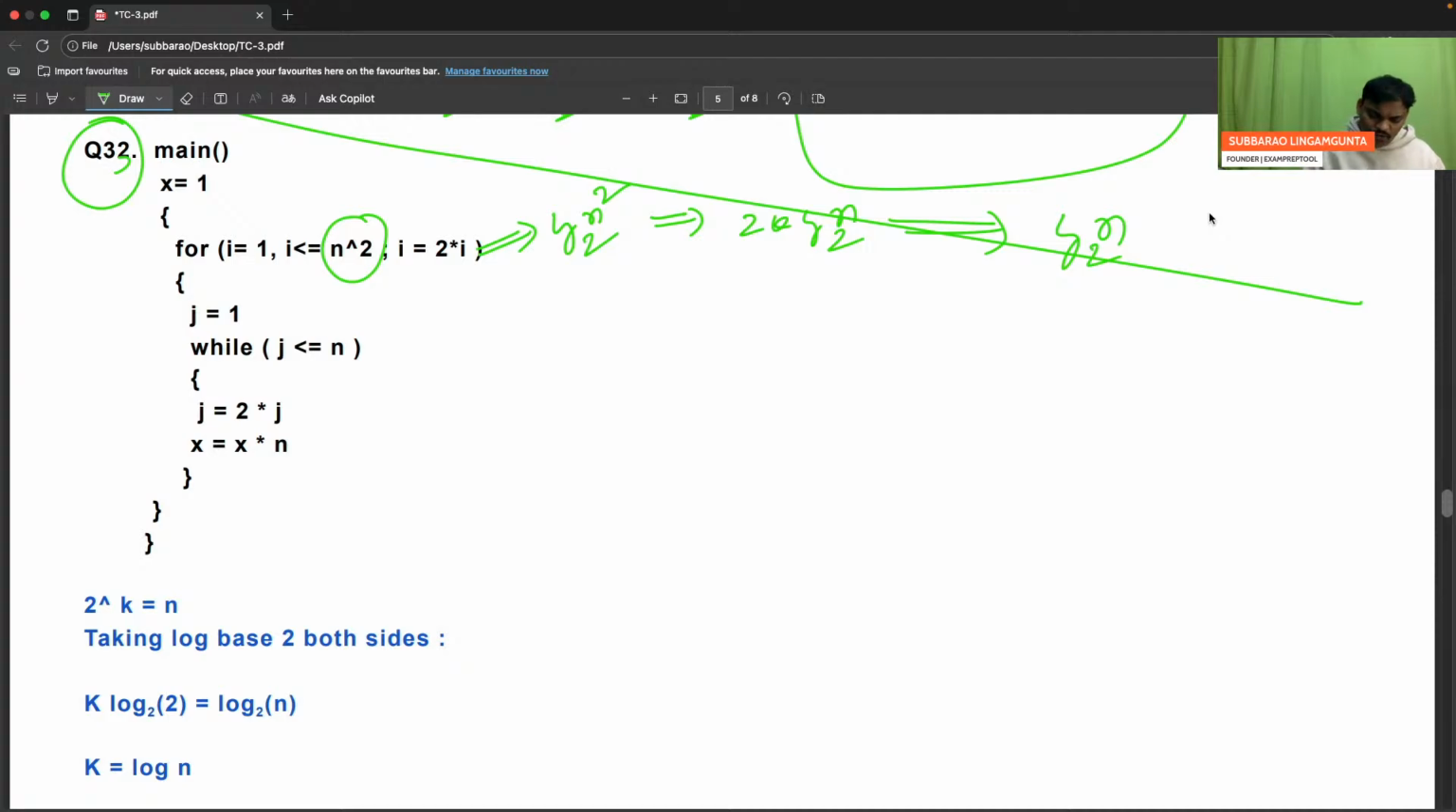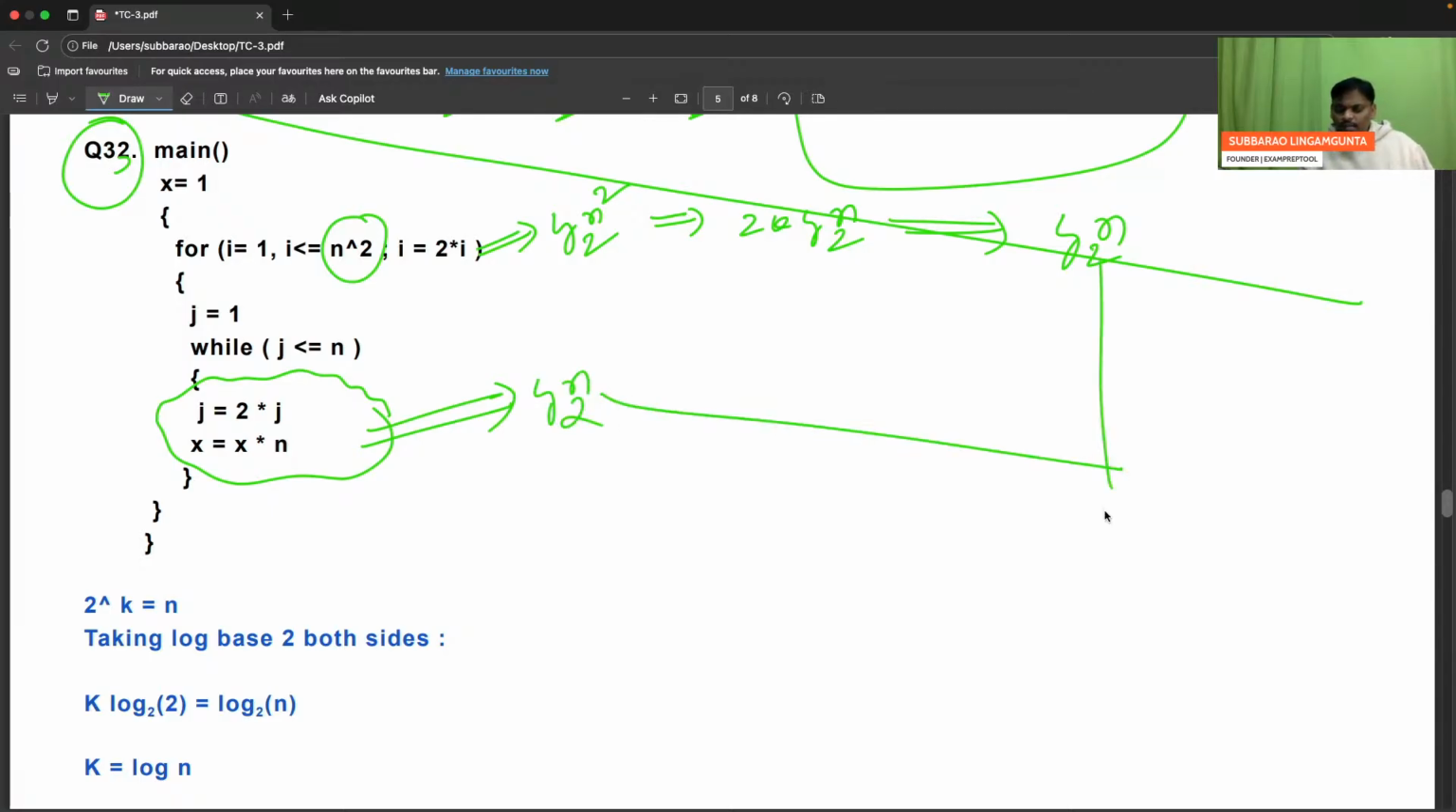Can you see the second loop? I think in the second loop, if you observe, it is always into 2. J is equal to 2 into j. Always into 2, it is also log n base 2. So inner also log n base 2, outer also. Log n base 2 into log n base 2. I think log n base 2 whole square.